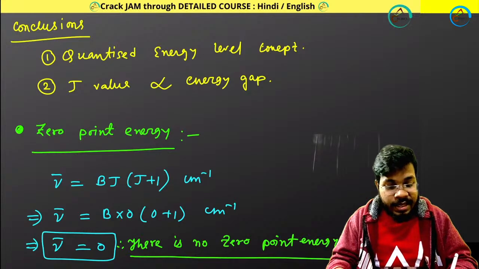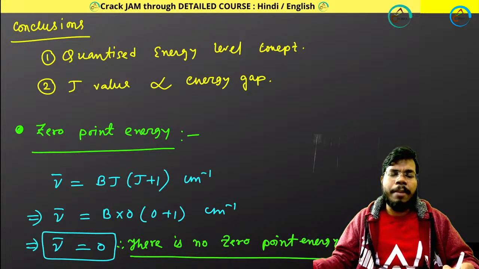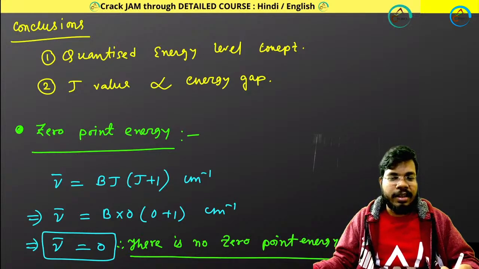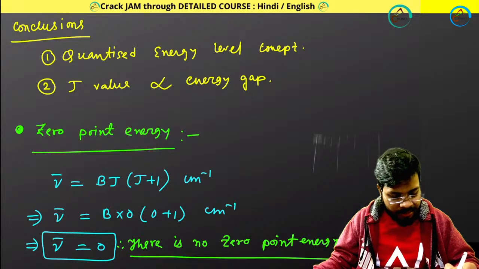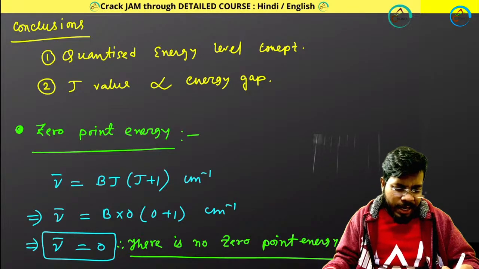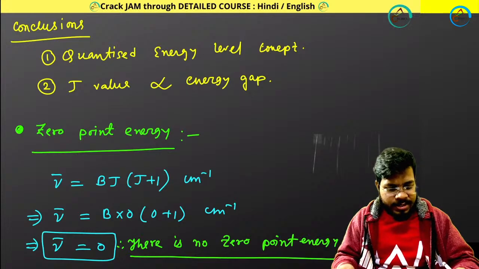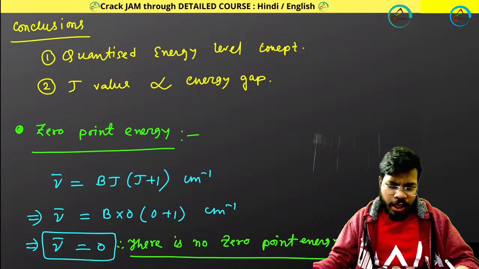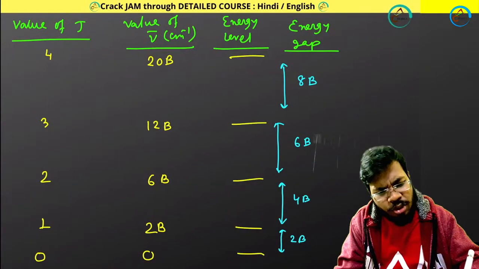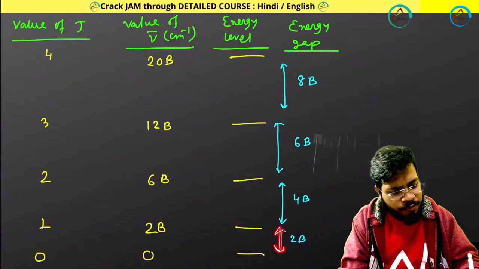So in the rigid rotor model, you won't have any kind of zero point energy. I hope you got this. Perfect? Clear? Okay, great. Now let me move forward to the other part of this section. In the other part, I will be talking about the energy gap. As I told you already, you find your energy gap in this way.